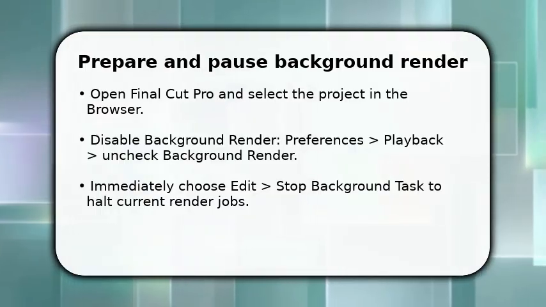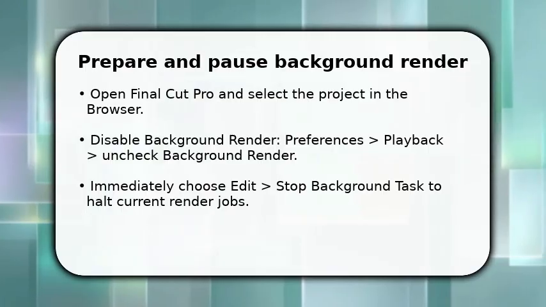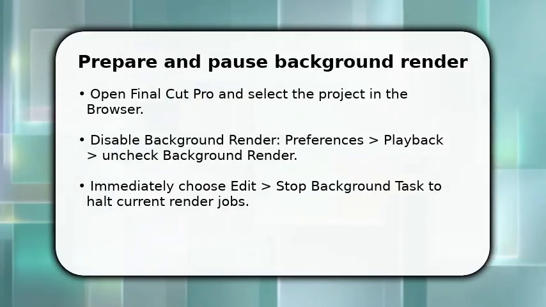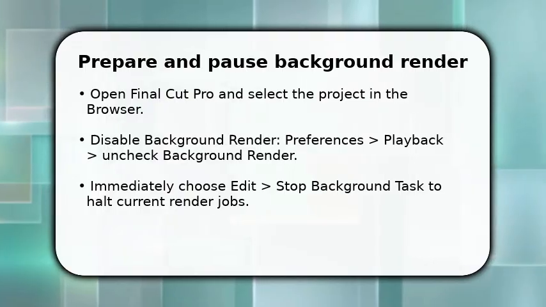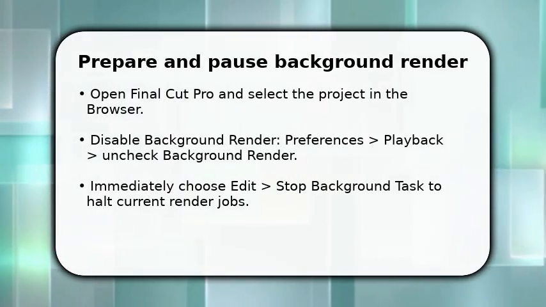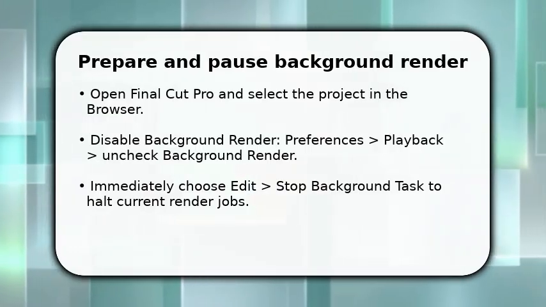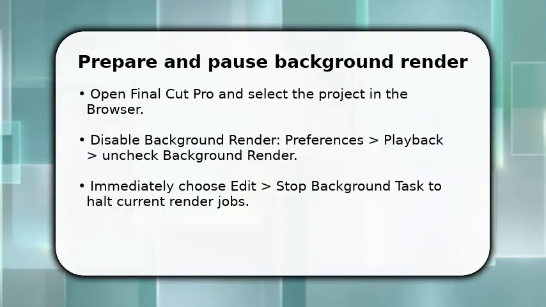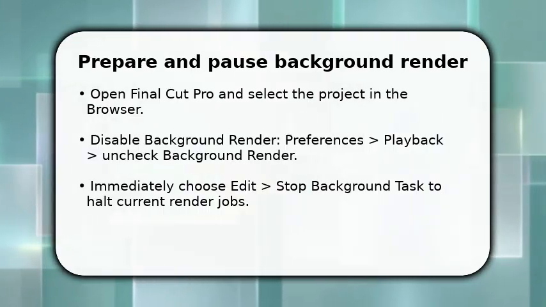You need to stop renders now, so open your project and act. First, disable background render from Final Cut Pro preferences, playback so new renders won't start automatically. Once done, cancel any active jobs by selecting Window, Background Tasks, and clicking the Stop X on each task.